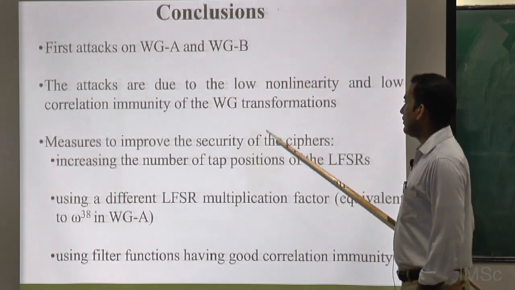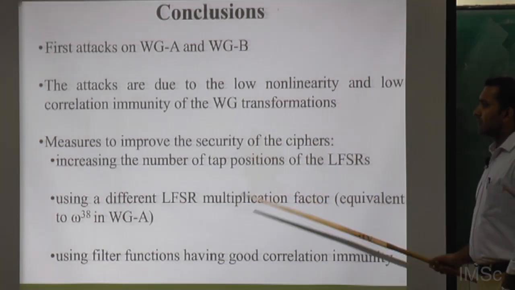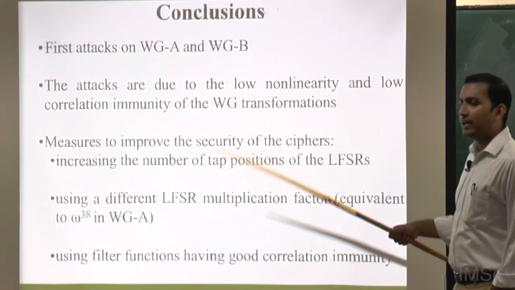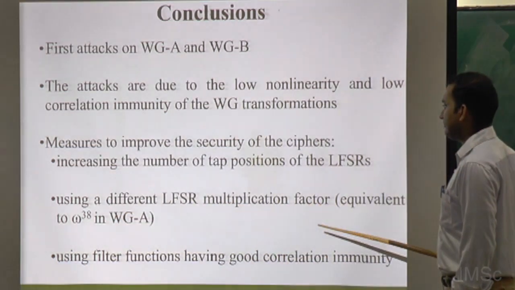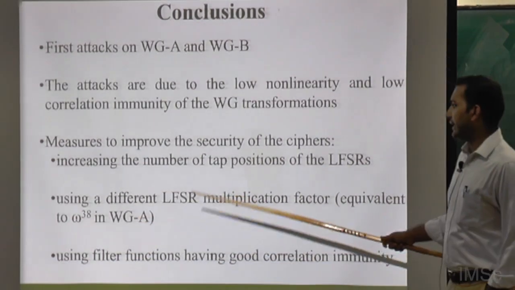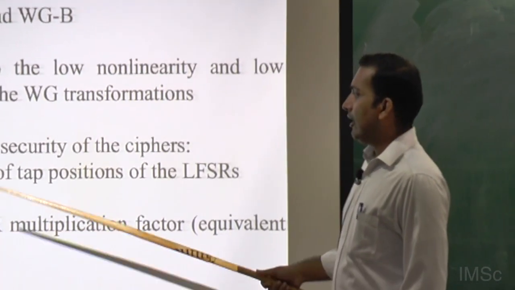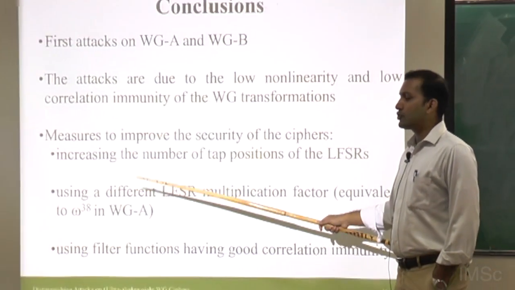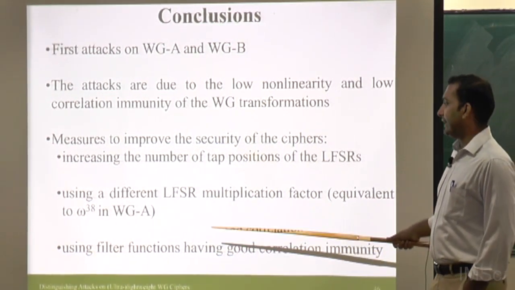The measures to improve the security of these ciphers are, one method is to increase the number of tap positions of the LFSRs. By increasing the number of tap positions, we will be able to increase the complexity of the attack, and the attacker won't be able to mount a practical attack. Another method is using a different LFSR multiplication factor, which is equivalent to omega power 38 in WGA. If we use a different multiplication factor, we have to take care that the linear complexity of the LFSR is not affected. Along with that, we must ensure that the attacker is not able to identify a linear approximation that can result in our attack.